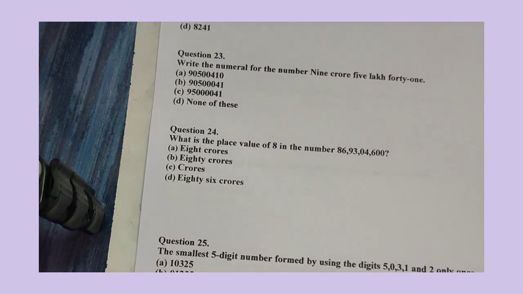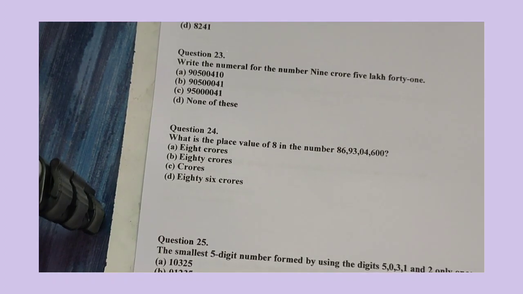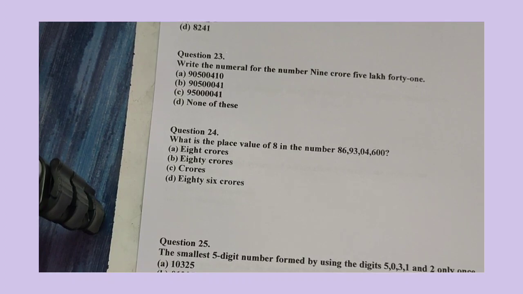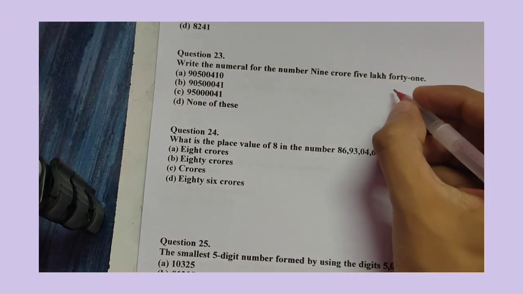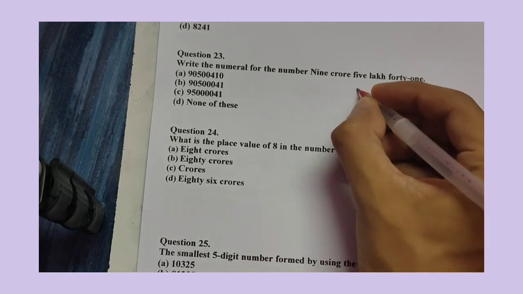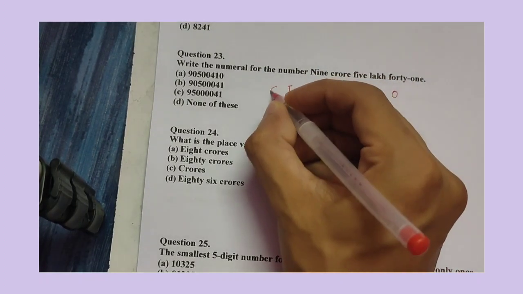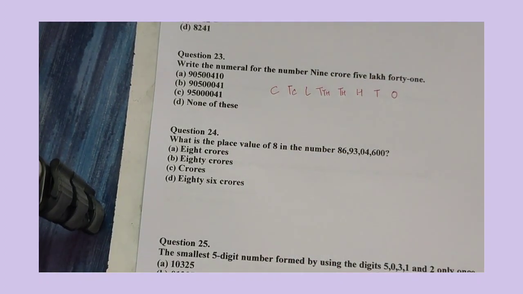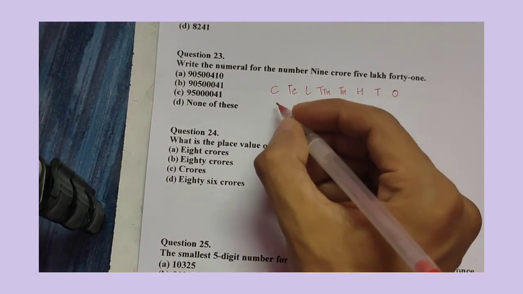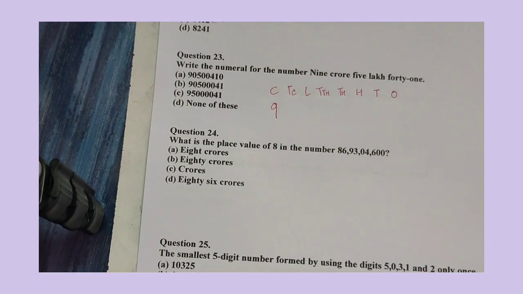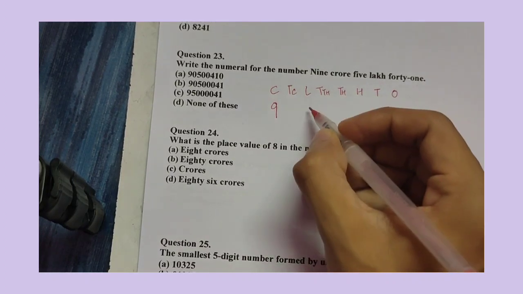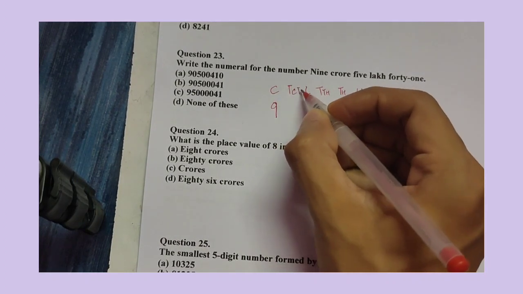Now write the numeral for the number 9 crore 5 lakhs and 41. We have to move till the crores place in the Indian place value chart. Let us first write the place value chart: ones, tens, hundred, thousand, 10,000, lakhs, 10 lakhs and the crore. Now in the crores there is 9. Then directly it's 5 lakhs. So at the lakhs place, one more 10 lakh has been remaining here.